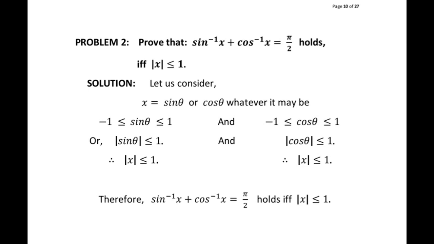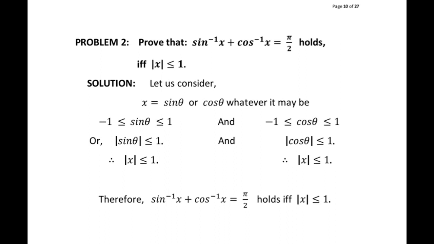Problem 2. Prove that sin inverse x plus cos inverse x equals pi by 2 holds if and only if mod of x is less than or equal to 1. Since we know that the values of sin theta and cos theta both lie between minus 1 and plus 1, we can consider x equals sin theta or cos theta, whatever it may be. Minus 1 is less than or equal to sin theta less than or equal to plus 1, and minus 1 is less than or equal to cos theta less than or equal to plus 1.